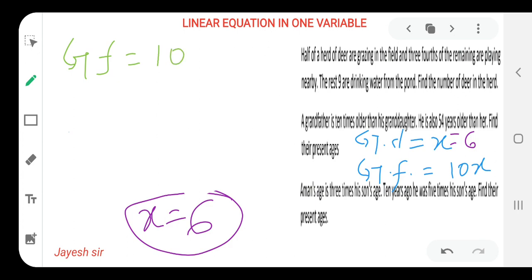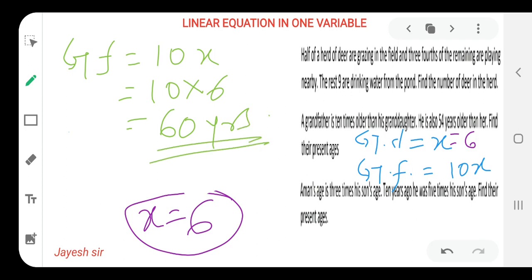That is 10x. 10 multiplied by 6 would be 60 years for the grandfather's age, and for the granddaughter it was x, that is 6 years. That is written over here. I hope you all are getting it, and that was an easy type of sum, as you have done this type of sum in previous classes also. Yes, I hope you all have understood.